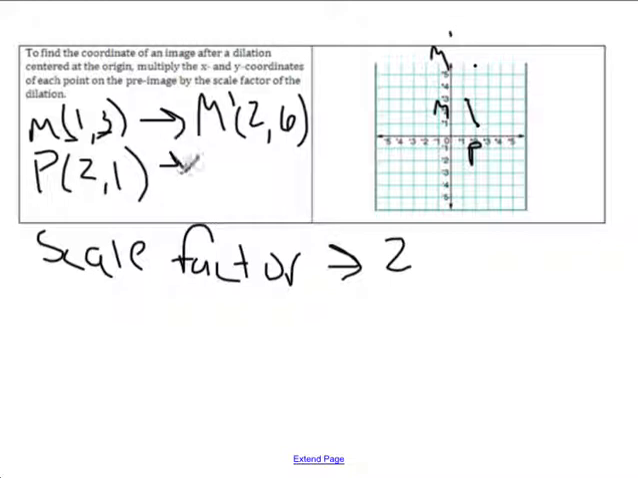Now to get our P prime, we're going to take 2 and multiply it by 2 and get 4, and get 1 and multiply it by 2 and get 2. So I'm going over 4, up 2. And that right there is P prime. So here's our new line. So notice that it is twice the size of our original line, which makes sense, right? Because we used a scale factor of 2.